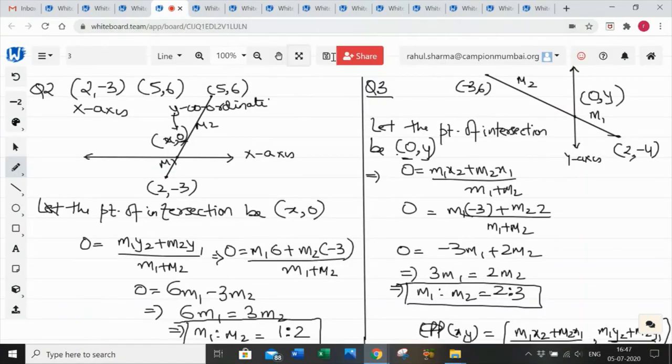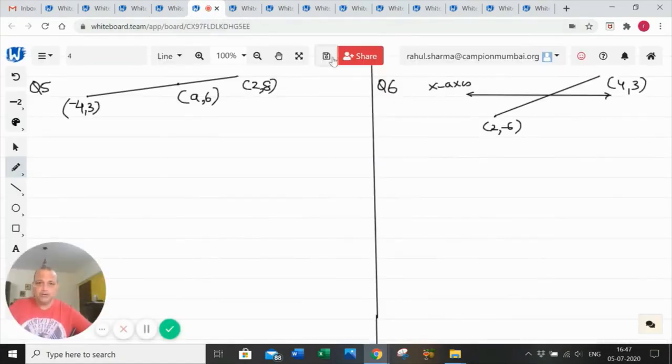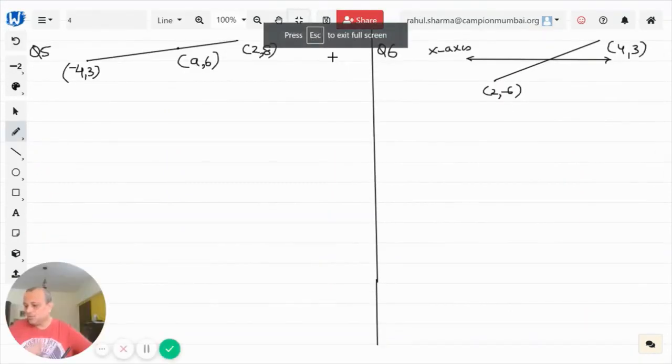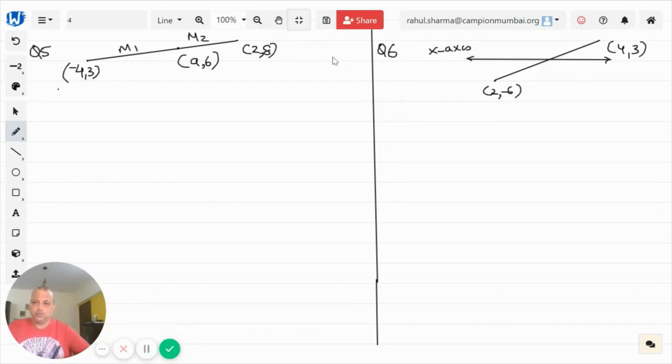Let's move on. The next question that we solve would be question number 5. Let's look at this question. Question 5 says, in what ratio does the point A, 6 divide the join of this point and this point? So this is the point A, 6. It is dividing negative 4, 3, which is our point 1, and 2, 8, which is our point 2. So let this be M1 is to M2. Let's give them some names. Let this be A, let this be B, and let this be P. So AP is to PB is equal to M1 is to M2.